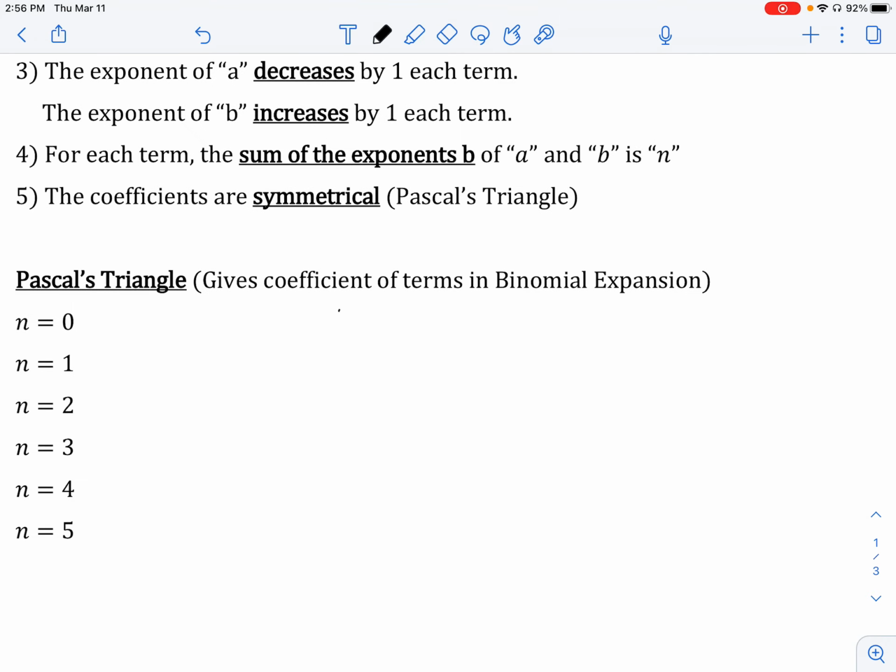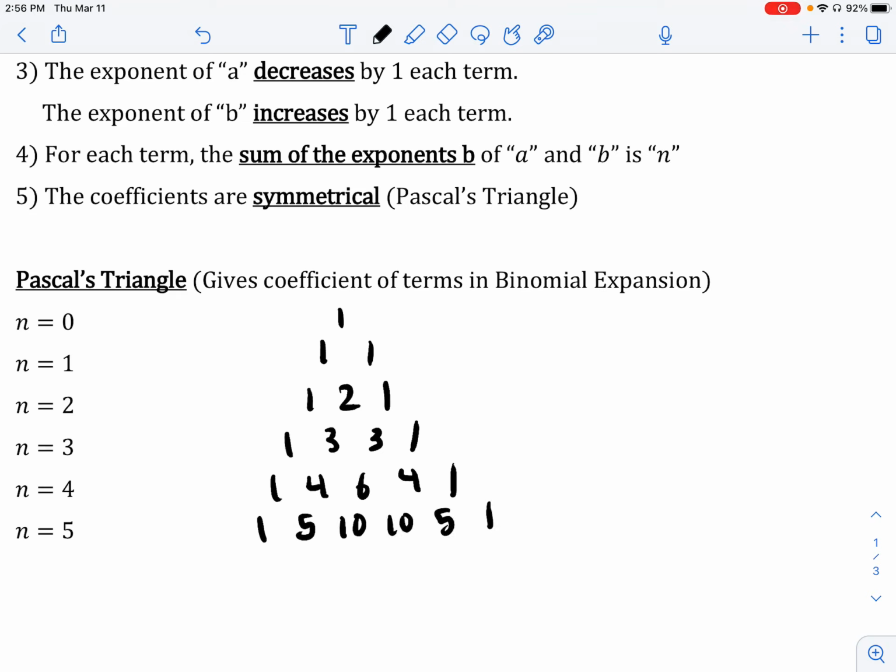And Pascal's triangle, if you remember from your earlier math days, is effectively a mathematical pattern where every term that's generated is simply the sum of the values diagonally above it. So for example, this 5 here would be the sum of 1 and 4. This 4 here would be the sum of 1 and 3. So we can actually find all of the coefficients of our binomial expansion just by using Pascal's triangle.